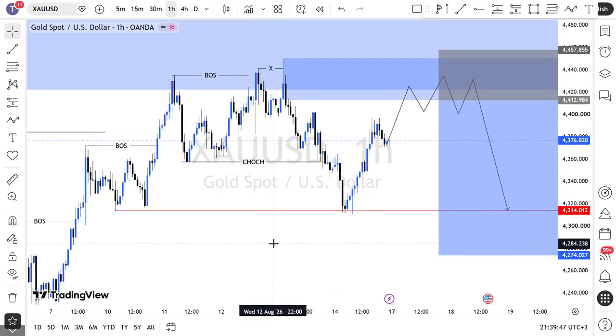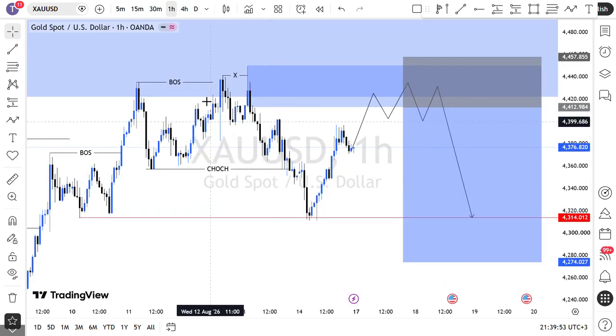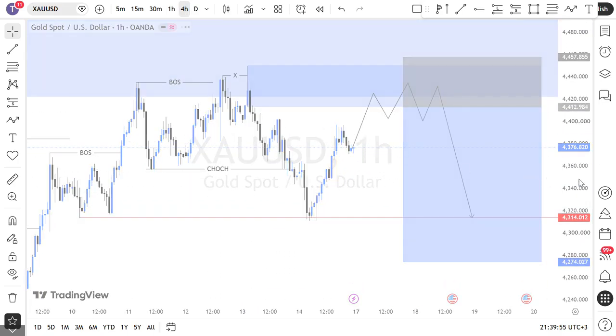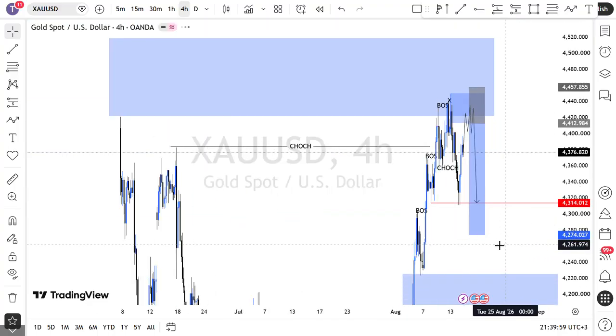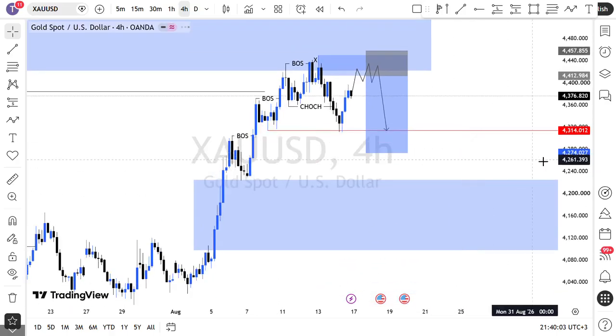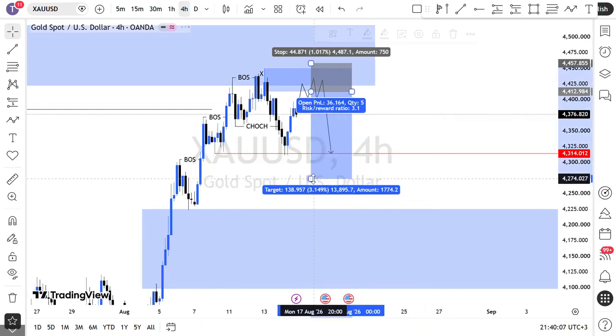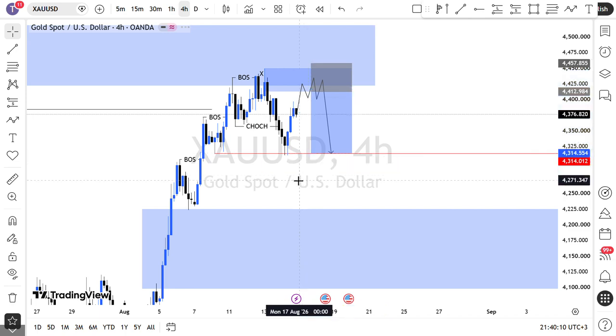If we have a very clear change of character, I expect price to be having some good fair value gaps to indicate or to communicate to me that price is willing to have the selling momentum to the downside. This will be communicating to me that sellers are present in the market. So currently, right now, that is what I think price will be doing.